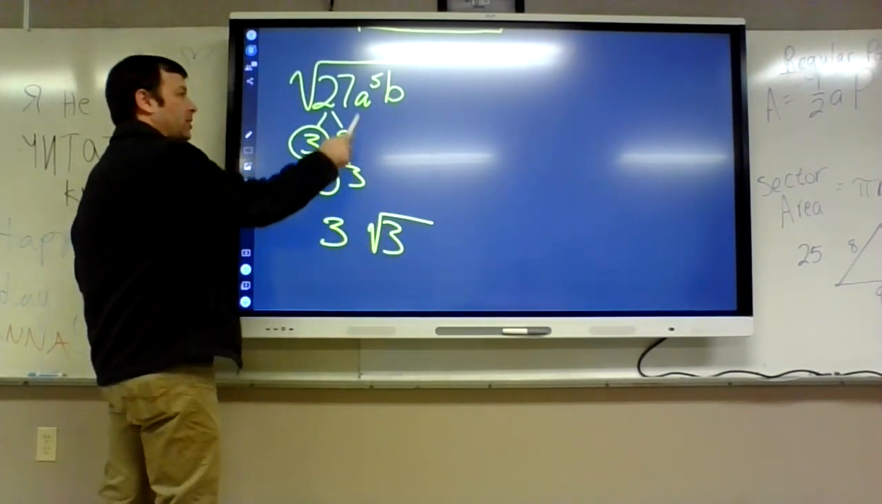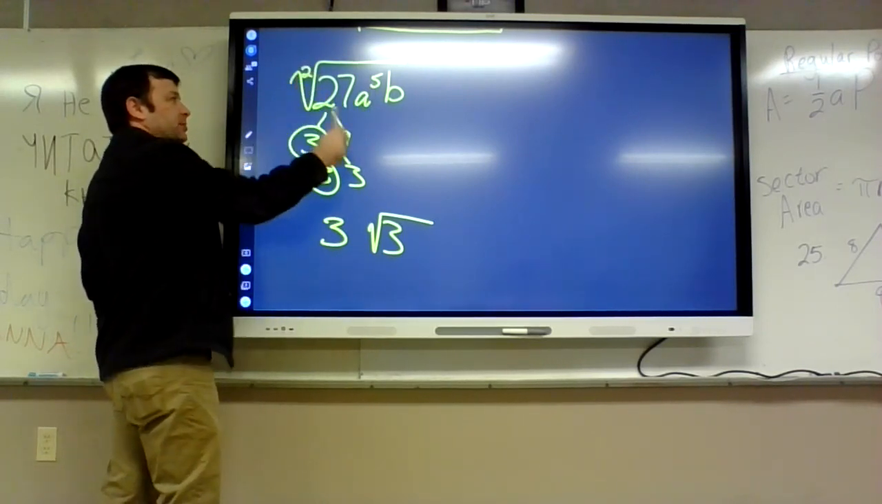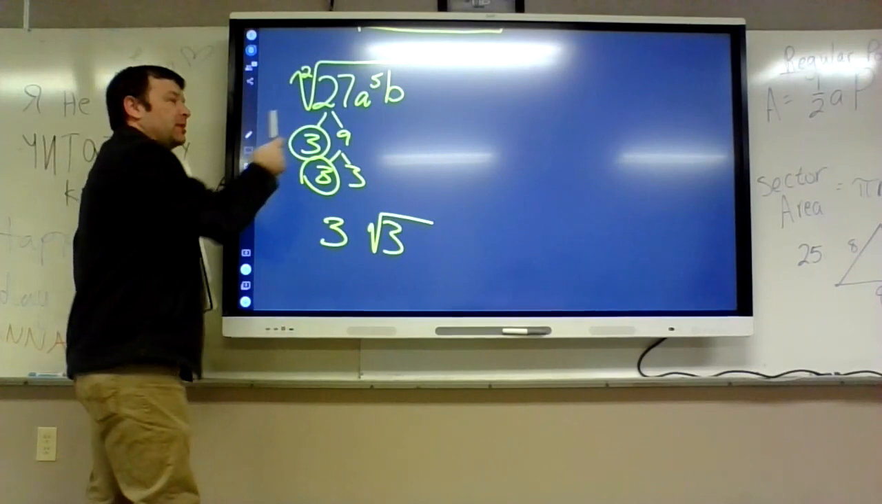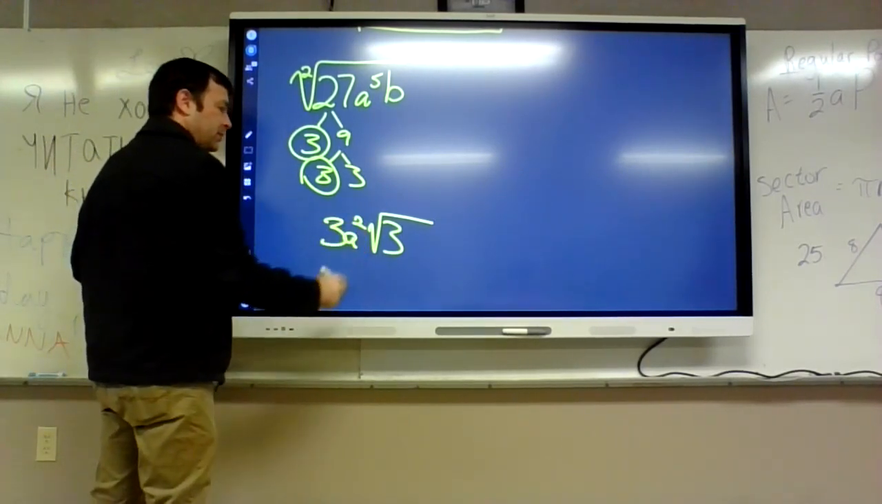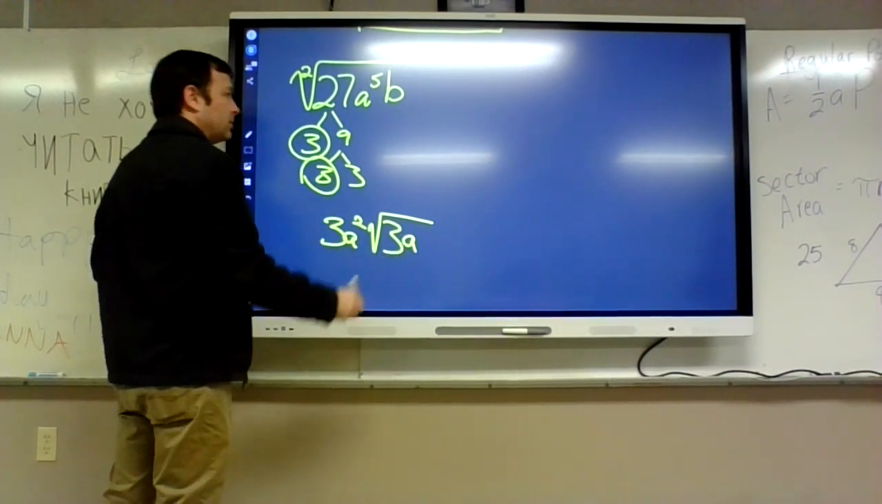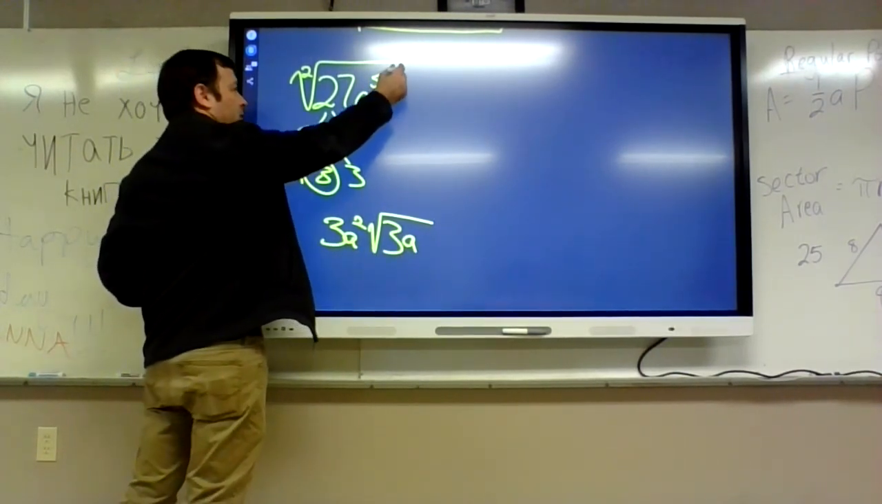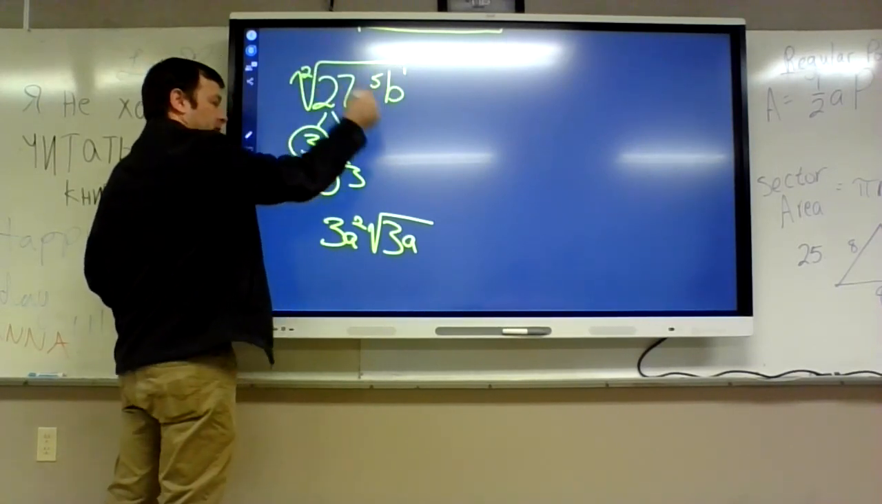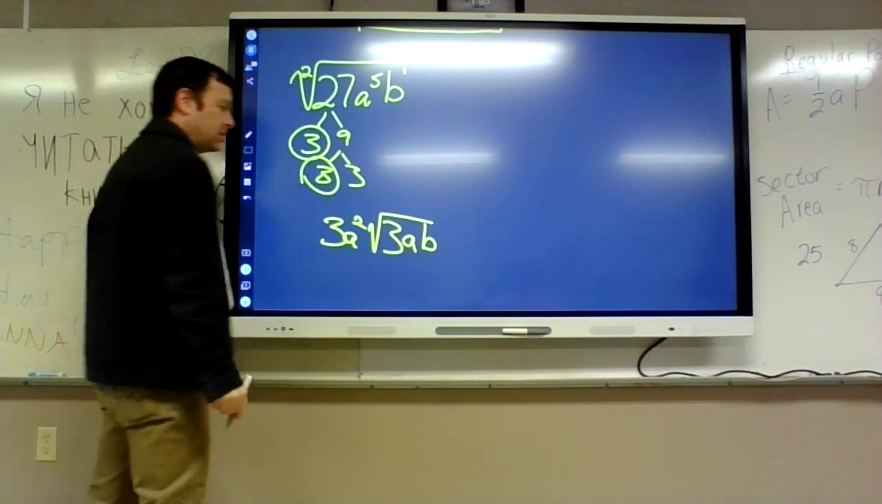And for the letter part, remember if there's no root right here, there's an invisible 2. So 5 divided by 2. How many times does 2 go into 5? 2 with the remainder of 1. And what do I do with this b over here? Nothing. 1 divided by 2 doesn't really work. It's just a remainder of 1 basically, so you just leave the b where it was.